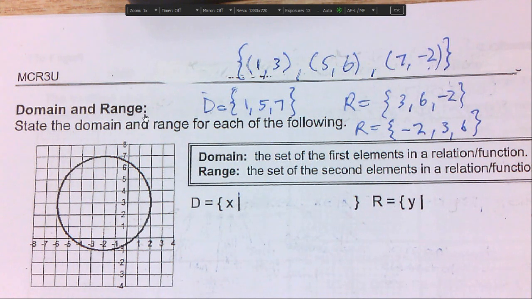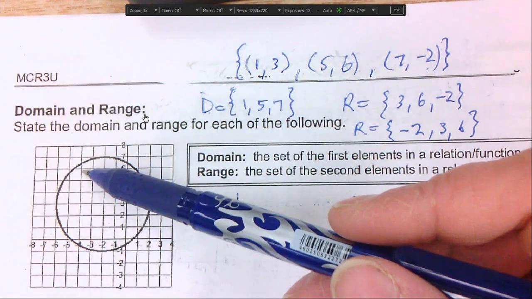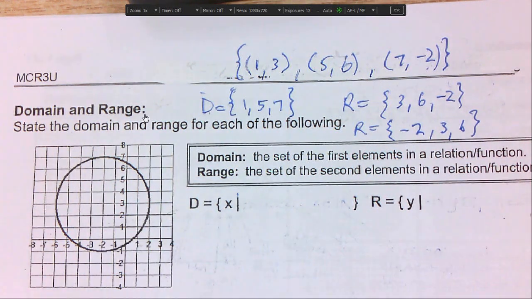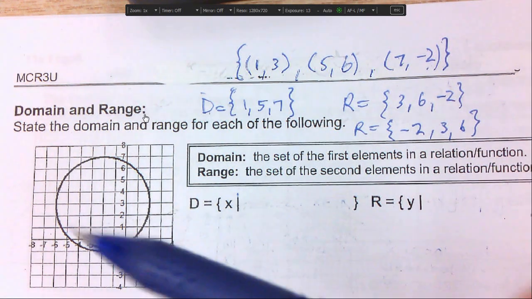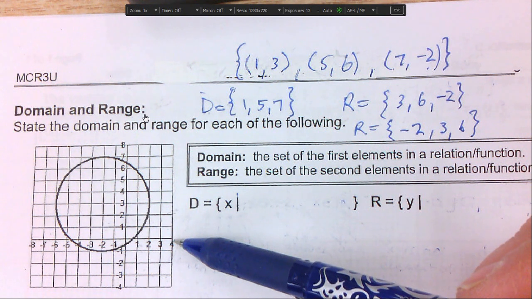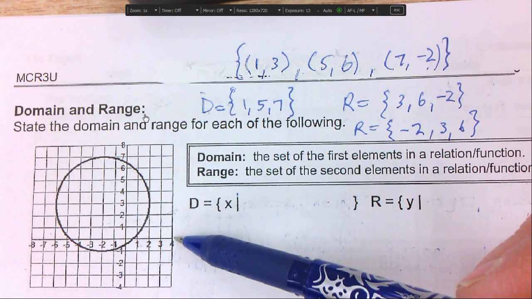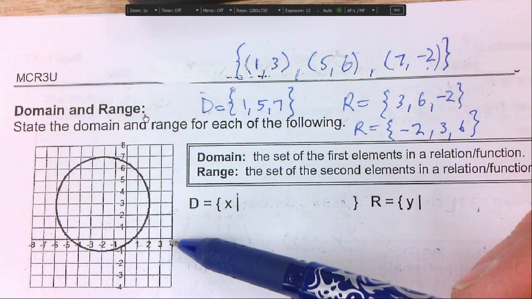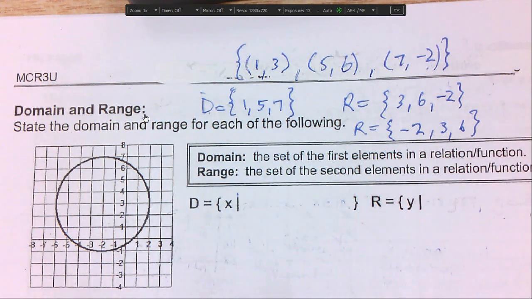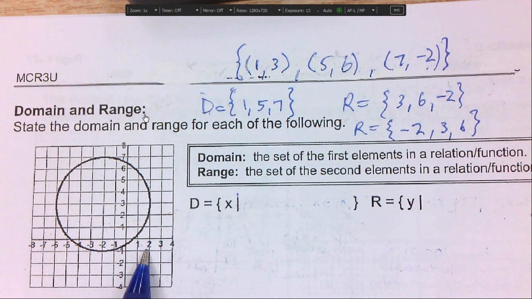But what other points are on the circle? -3 and -4, those are all on the circle. How about 4? 4 is out here, not on the circle. So we say that 4 is not in the domain of the circle. So which x's are in the domain? Anything from -6 until 2. Okay, so we're going to write that in math terms.